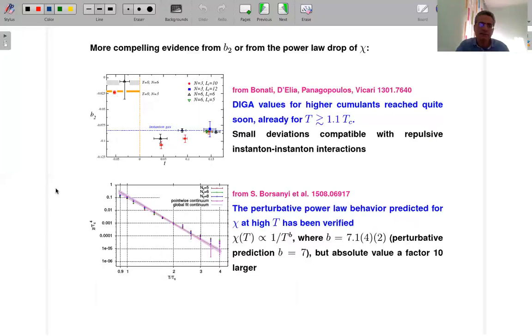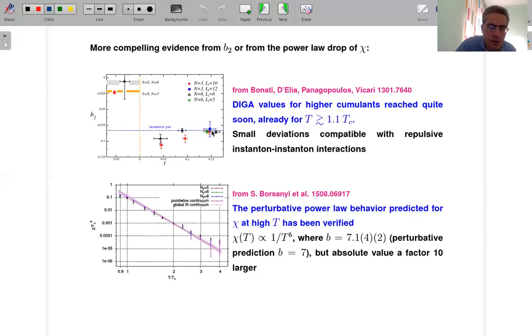This is the result that you obtain for the b2 coefficient as a function of the temperature, which was obtained in this paper in 2013. And what you see in this case is that these are results both for N equals 3 and 6. This b2 coefficient, which is compatible with the large-N scaling that we discussed before, suddenly changes when you cross the confinement transition, and it goes to this value, which is minus 1/12, which is the value predicted for the dilute instanton gas approximation. Basically, it is the value which comes from the Taylor expansion of the cosine.